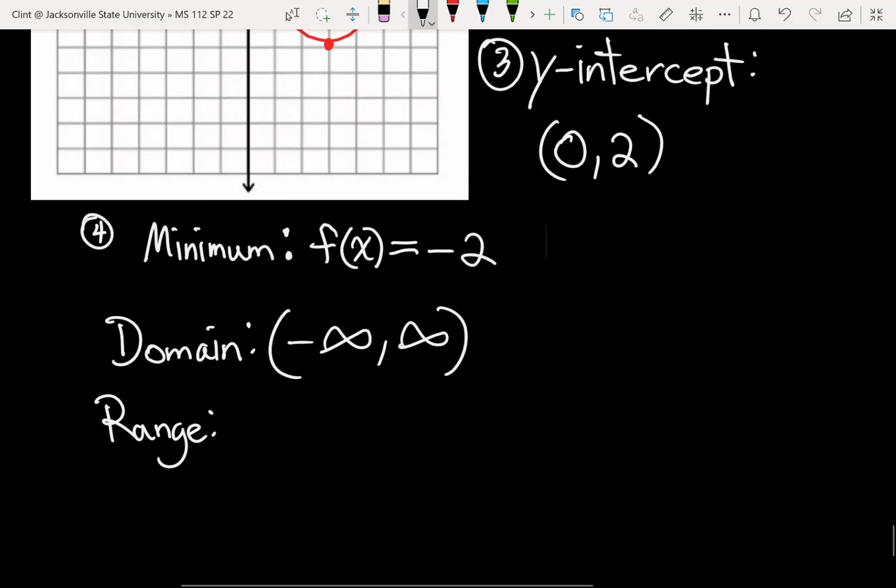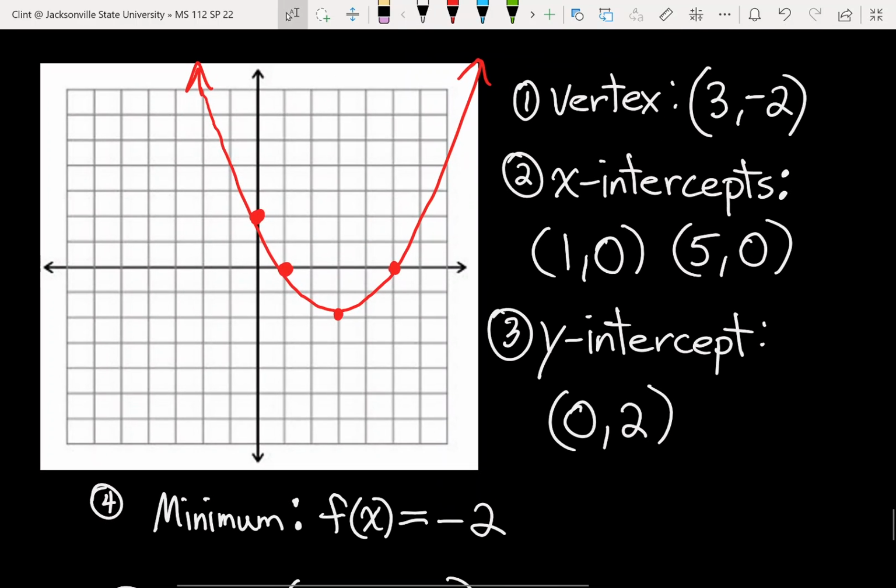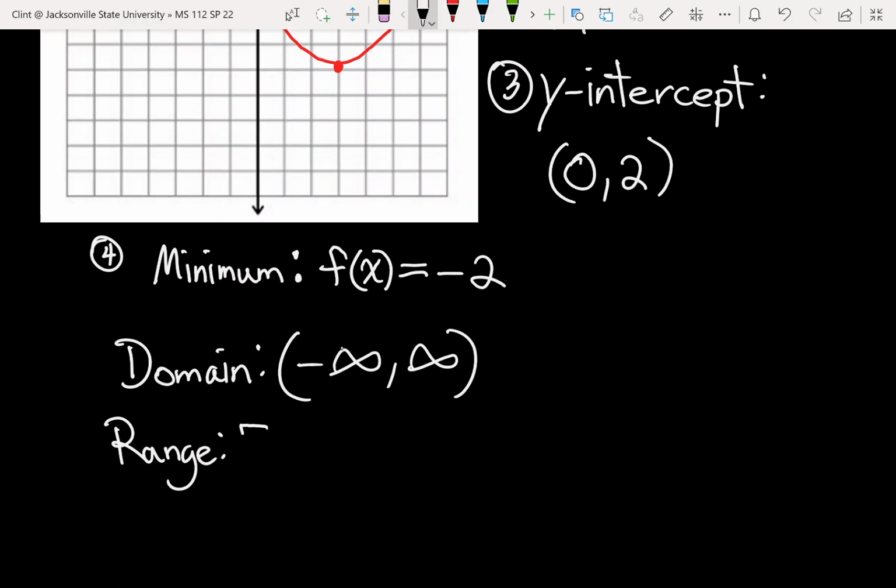The range, remember, those are the y values that we get out of our function. So what's the lowest y value we can get out of our function? We have to go all the way down to -2. So -2 is as small as our y values get. And then how big do they get? Infinity, they go forever. So we can get to -2, so we'll have a bracket, -2, and then this one goes to infinity.